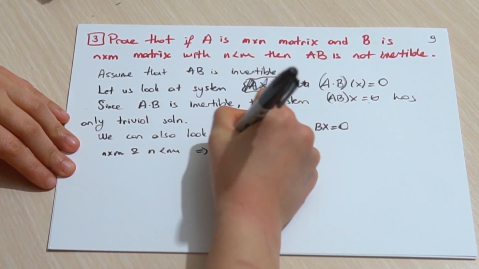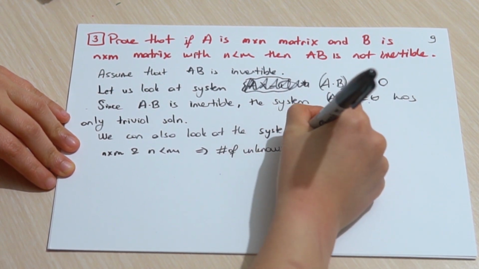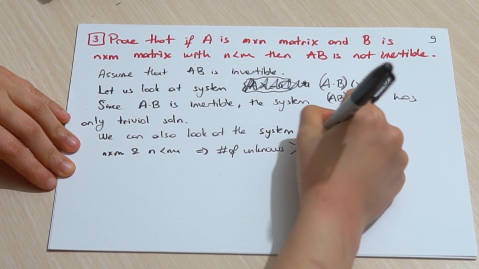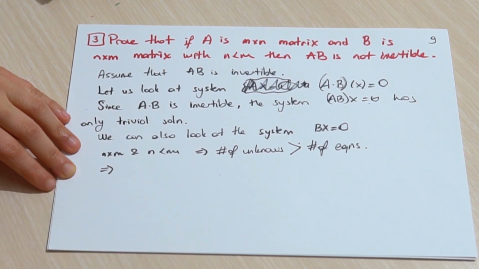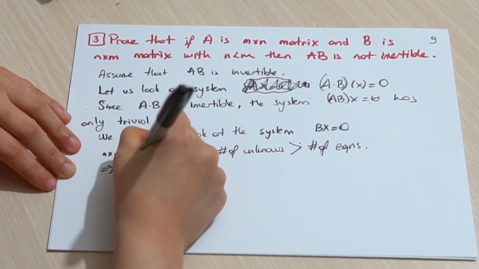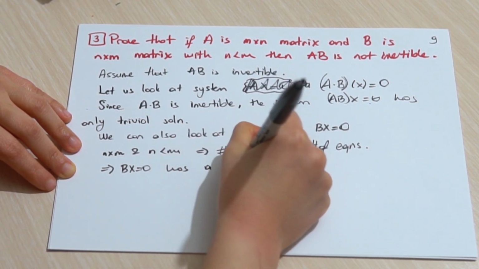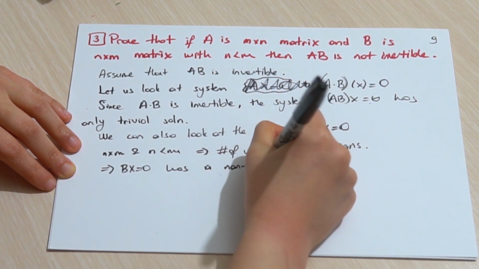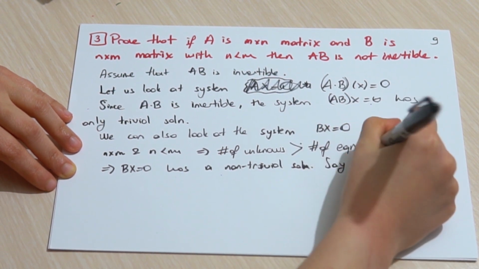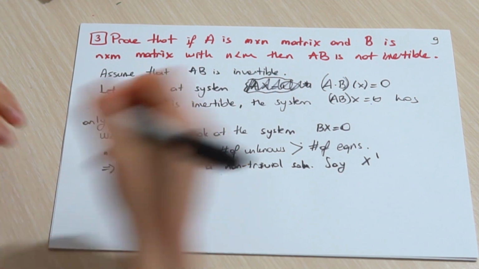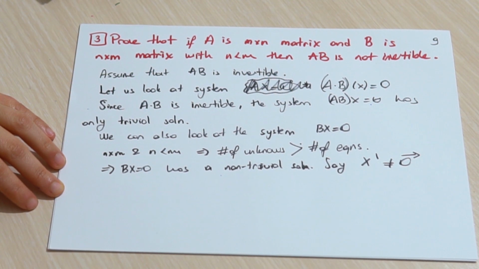In this system, the number of unknowns is greater than the number of equations, right? So B times x has a non-trivial solution, say x prime. This is not equal to the 0 vector. X prime is not equal to the 0 vector.